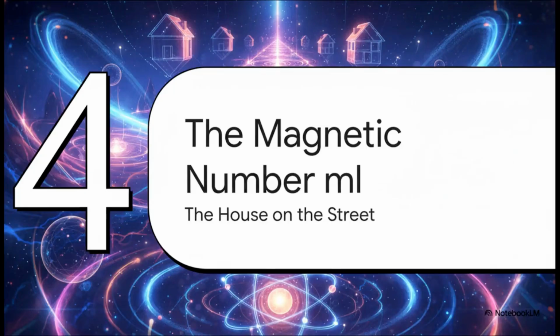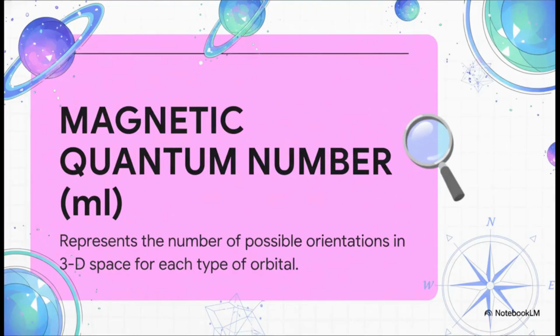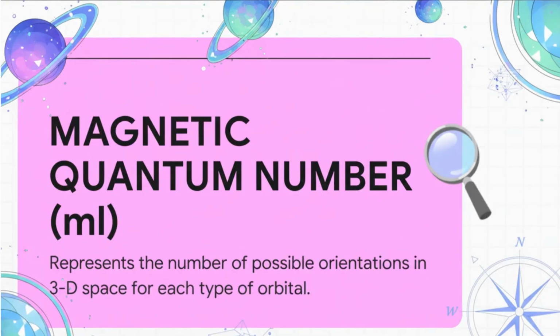So we've got the city and the neighborhood. Now we need the specific house on the street. That brings us to our third number, the magnetic quantum number, ML. So what does this one do? Well, the magnetic quantum number, ML, tells us how that orbital shape is oriented in 3D space.